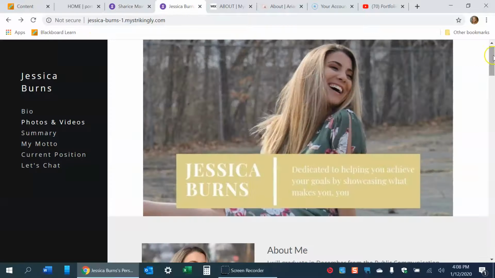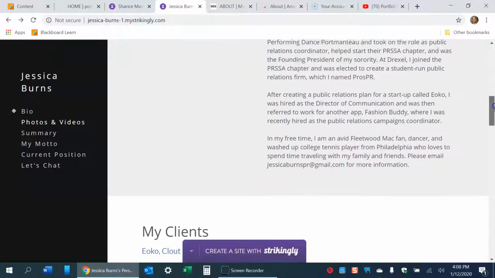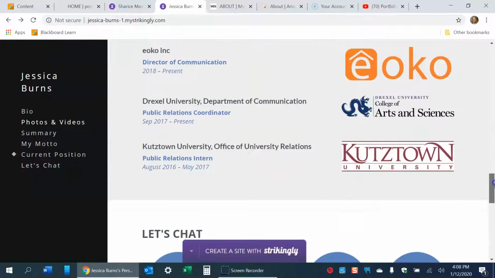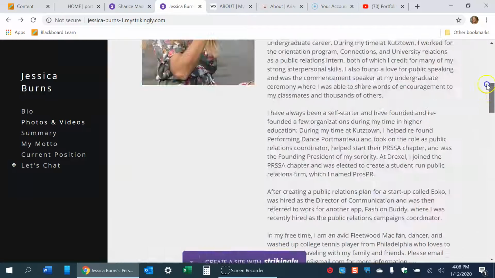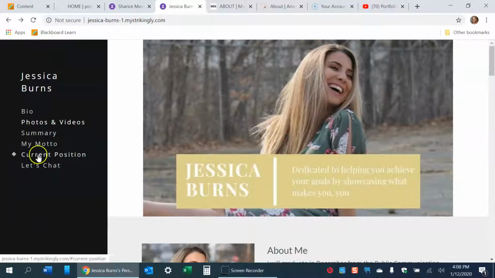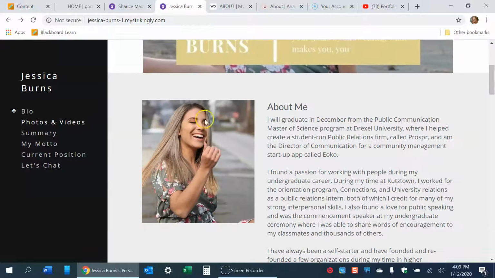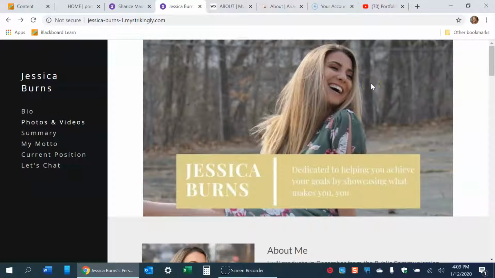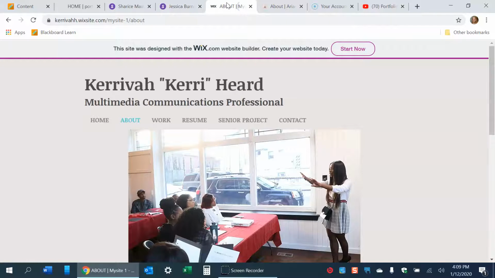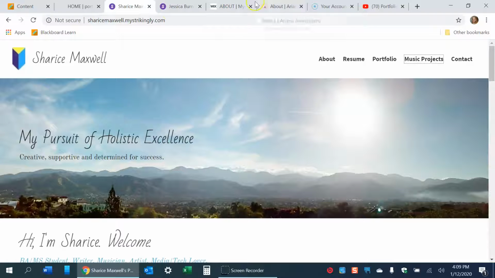Jessica also did Strikingly. She's got all of her stuff here. She's got a motto, summary. I like this picture of Jessica. I really like this one too. I don't know if I would necessarily use this for my portfolio, but she did, and she's got a good job. So, let me show you one more.